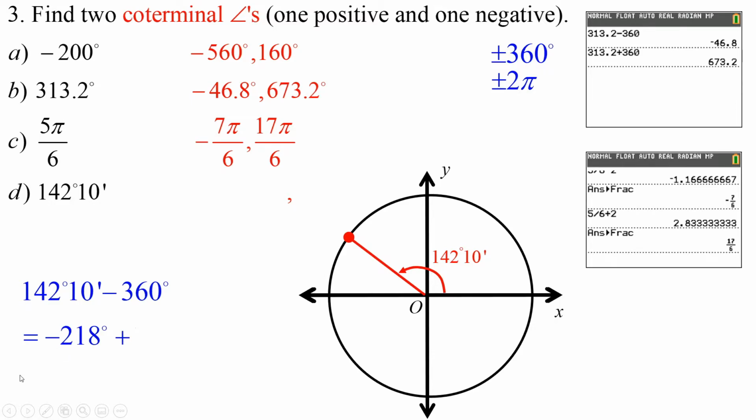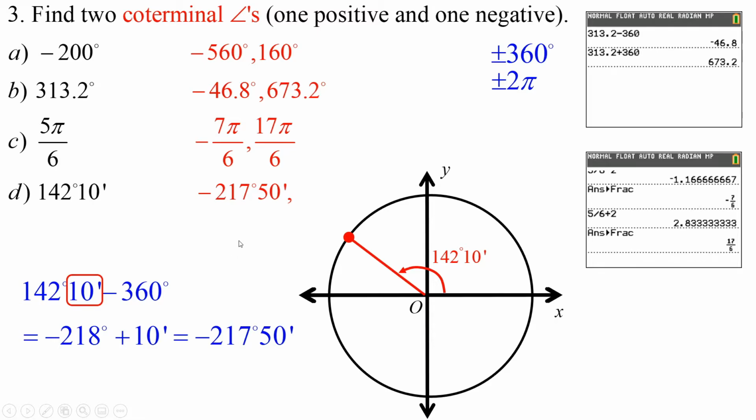All right, now think about this though. There were 10 minutes right here that I have not accounted for. So I better go negative 218 degrees, and I still have those 10 minutes right there. All right, now let's simplify this. Negative 218 degrees, but if I add 10 minutes, I'm going to be at negative 217 degrees and 50 minutes. Negative 217 degrees and 50 minutes. Oh, that's so cool. All right, now let's add 360.